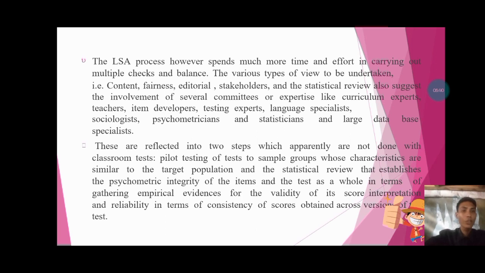These are reflected in two steps which apparently are not done for classroom tests: pilot testing of tests on sample groups whose characteristics are similar to the target population, and the statistical review that establishes the psychometric integrity of the items and the test as a whole, in terms of gathering empirical evidence for the validity of score interpretations, and reliability in terms of consistency of scores obtained across versions of the test.